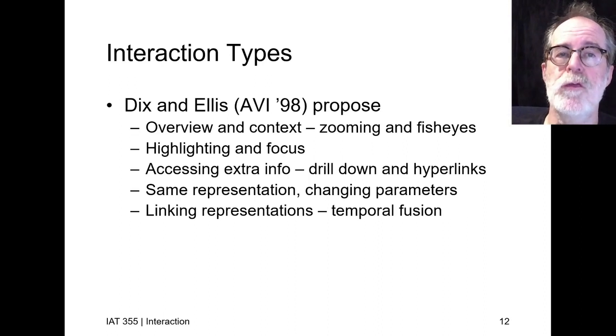Accessing extra info, digging up more. The tooltip is an example of that. Drilling down, adding hyperlinks, that is to say, reaching out from the data set. Same representation, changing parameters: organizing the visual representation in a different way with different parameterizations. It depends on the visualization, but that could be about changing the color map or things like that. And linking representations. What's important about that last is when there's more than one visualization together in your visualization system, you'd like to be able to see interaction on one piece connect to interaction on another. We'll talk about that later on.